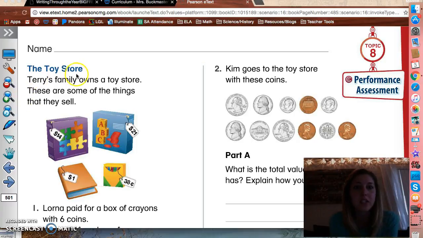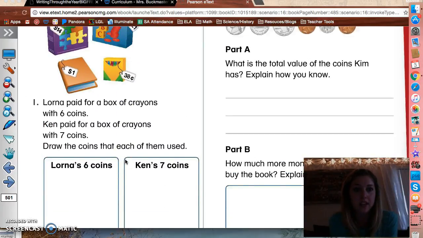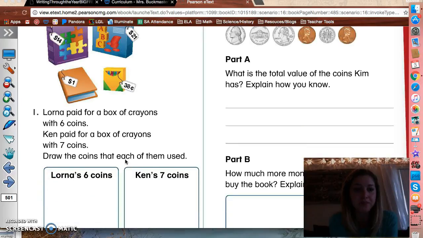So first it says the toy store. Terry's family owns a toy store. These are some of the things they sell. So it looks like they have these items for sale and their different costs.